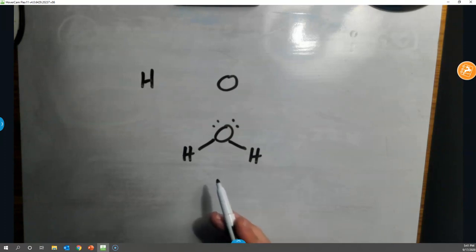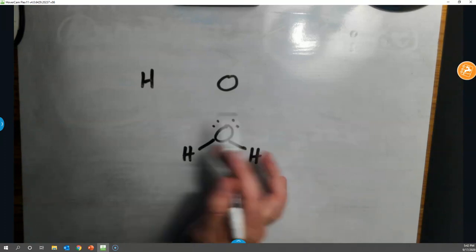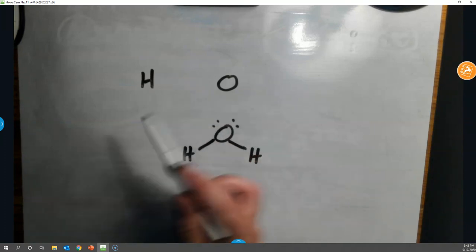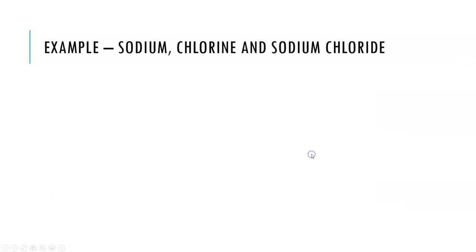Water, though, is a liquid at room temperature. Water does not burn. Water, even though it's made of two clear, colorless gases, does not have the same properties as the elements that it comes from. Another example of that is sodium, chlorine, and sodium chloride.